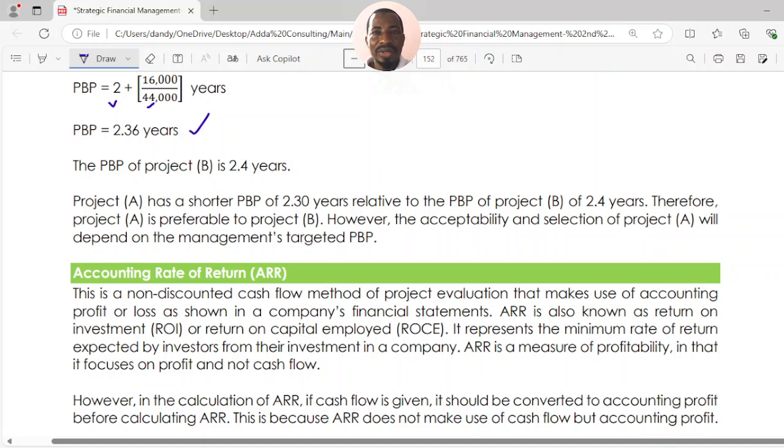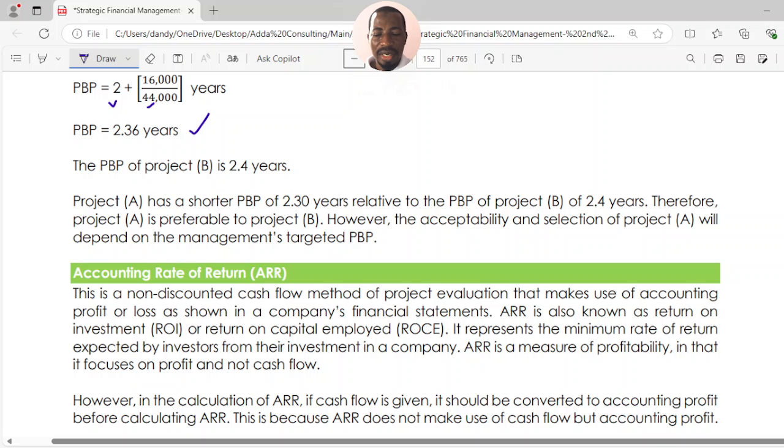Even though the examiner did not ask you whether the project should be accepted or not, you are only asked to advise which of the 2 projects to select, and that's why we selected project A, because project A has a shorter payback period. So if you are now asked to advise whether the project should be accepted or not, then since you are not given management predetermined payback, there is no basis for the acceptability. So this is how to calculate payback period.